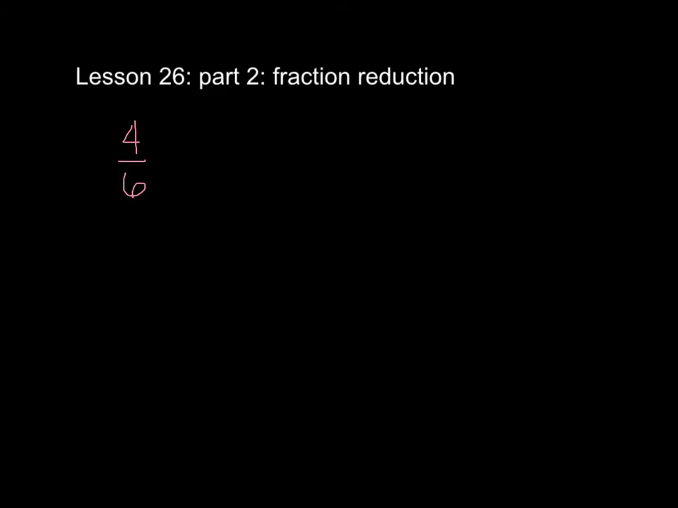Let's say I have the fraction 4/6. Well, when I'm looking at this fraction, I'm noticing, hey, those are both even numbers, so 2 can divide evenly into both of those numbers. So I can go ahead and say, well, I'm going to divide them both by 2. And 4 divided by 2 is 2. 6 divided by 2 is 3. And now when I look at this fraction, there's nothing that can go into both 2 and 3 evenly other than 1. So that is now reduced down to its lowest form.